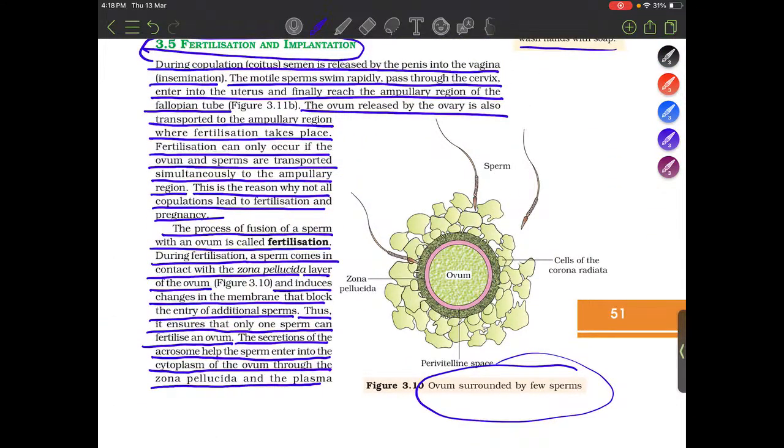So here is the ovum surrounded by sperm. This is the perivitelline space. This is the zona pellucida. These are cells of the corona radiata. These are sperms.